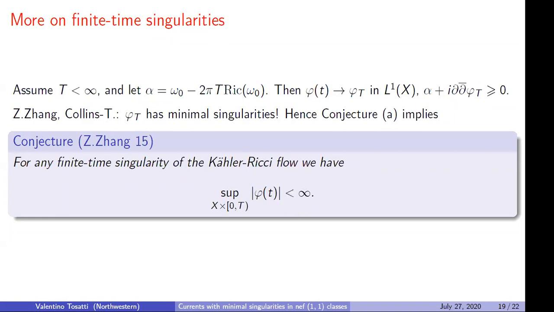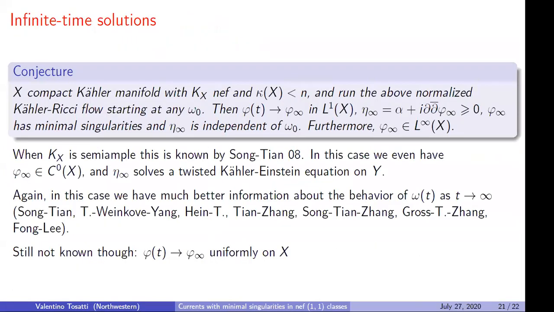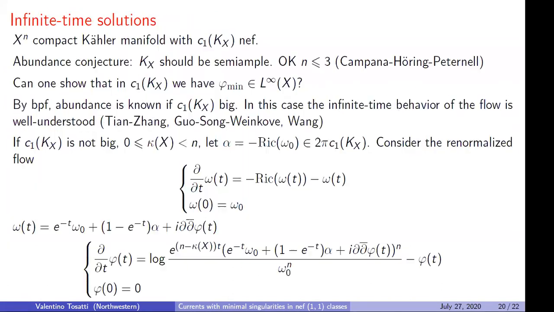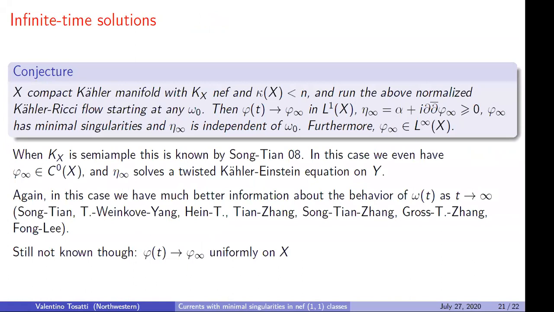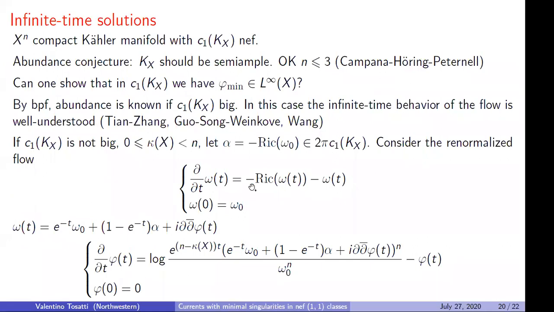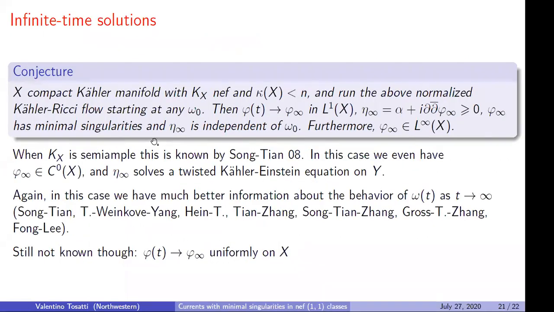So you would resolve already these 3 open problems about finite time, and at infinite time, maybe infinite time is not a direct consequence of the conjecture, but maybe I can just show this as a kind of motivation conjecture for people. So if you have an infinite time solution, so the canonical bundle is nef, and assume that the Kodaira dimension is strictly less than n, so it's nef and not big, and you run the normalized Kähler-Ricci flow, like this, minus Ricci minus omega, then the potential in the normalized flow will converge, conjecturally should converge, at least in L1, without subsequences. And this will give you a closed positive current in the limiting class, which is the canonical class.